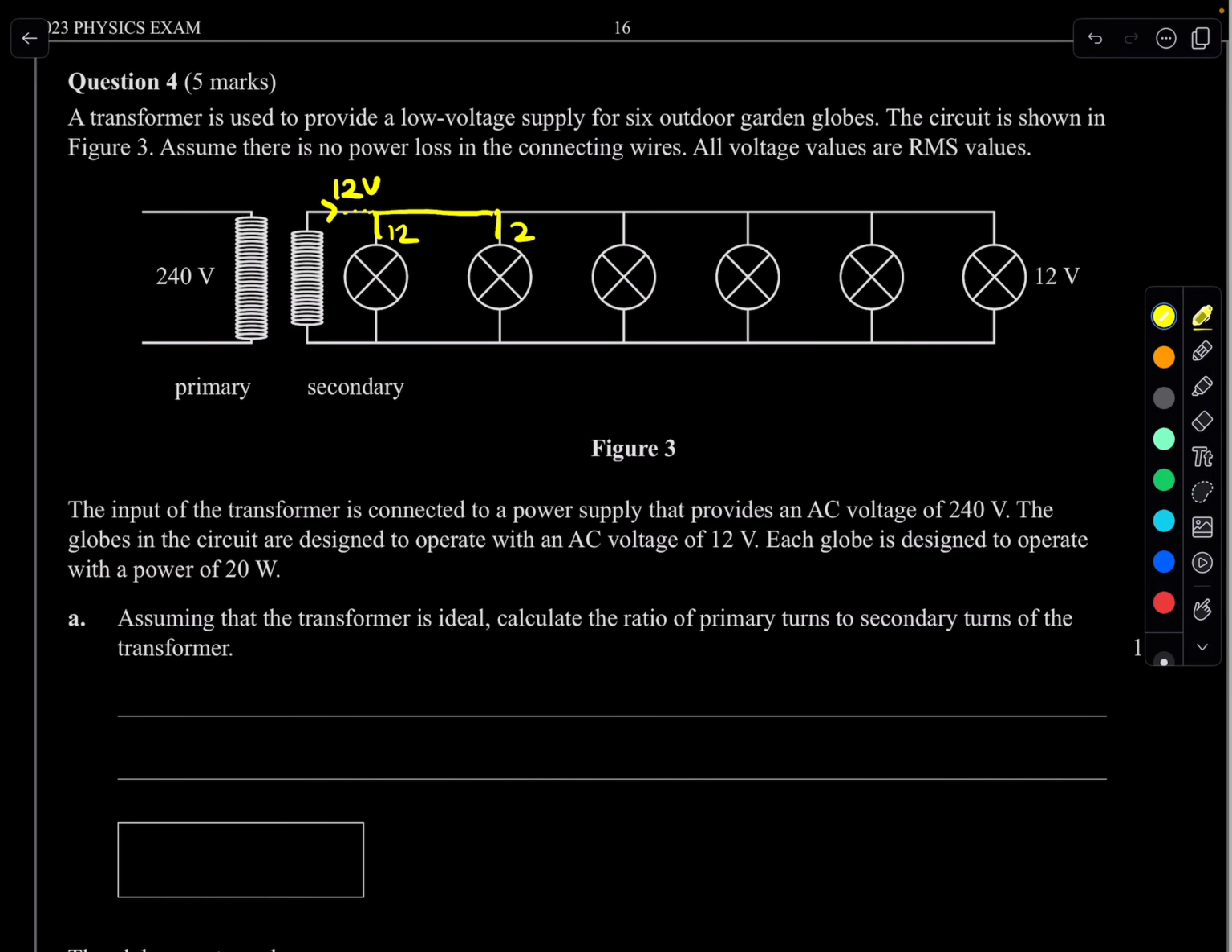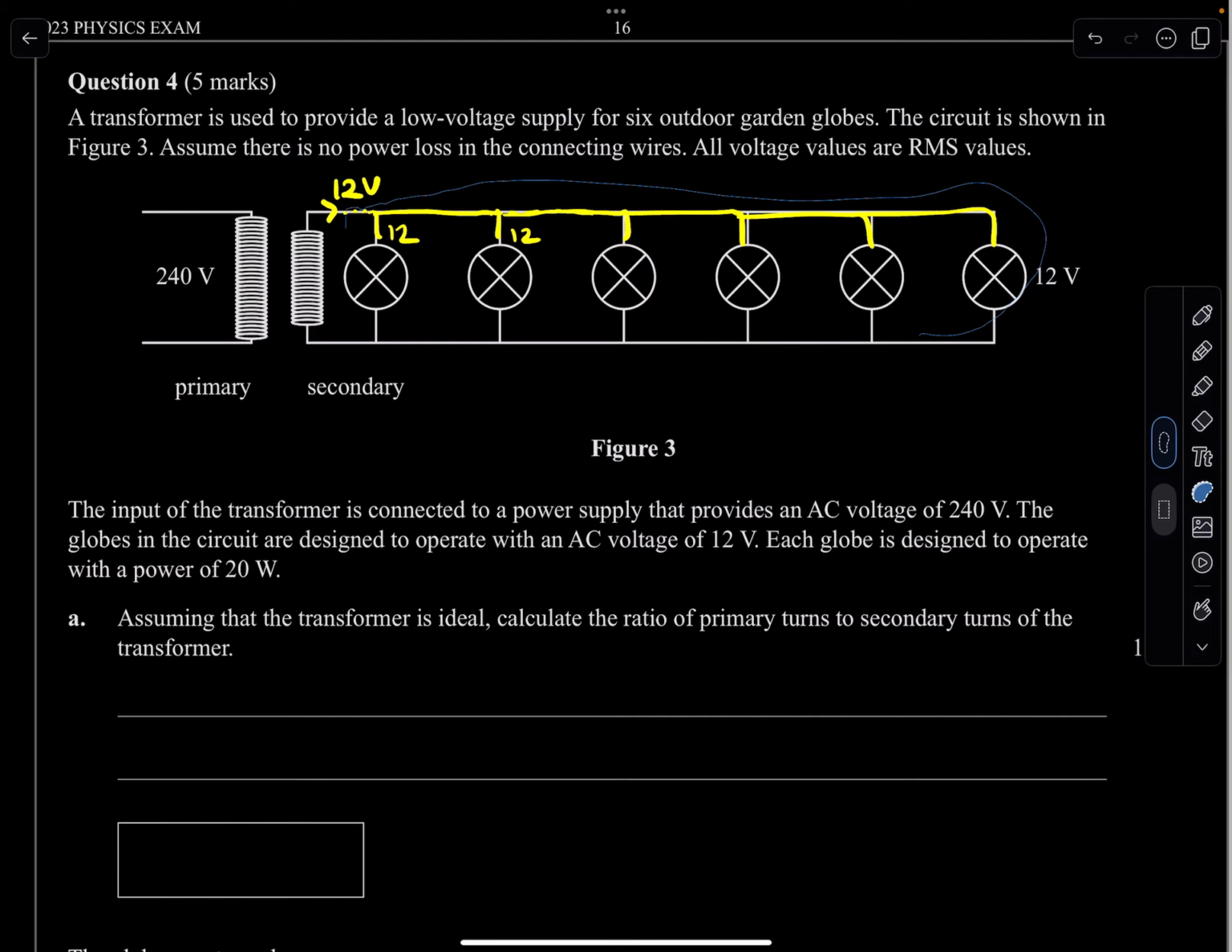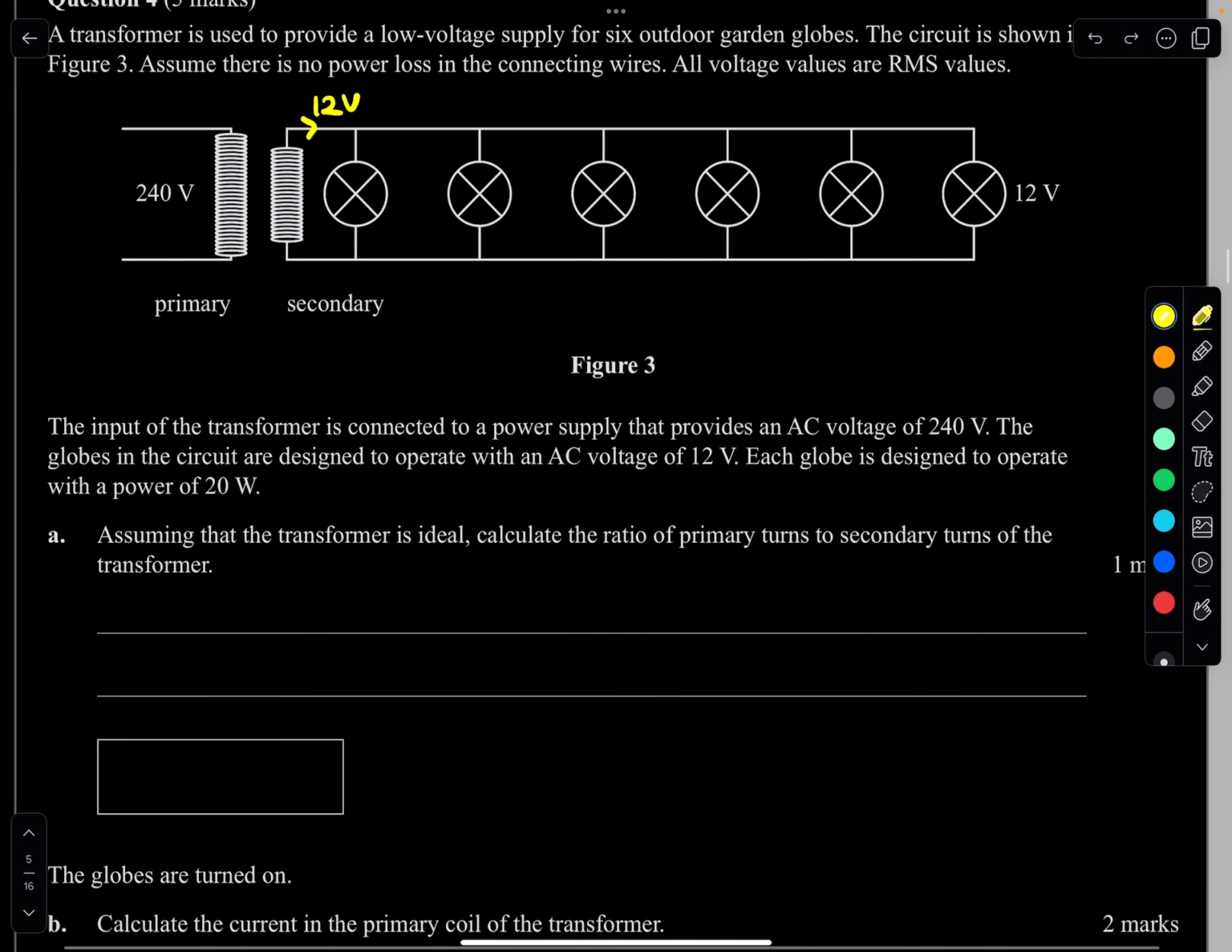This has 12 volts so it doesn't halve or break down for each one of them. Your voltage is equal in a parallel circuit. So this is going to receive 12 volts, 12 volts, 12 volts, 12 volts. And for that to happen, your output voltage has to be 12 volts. So basically we have our input and our output, your primary and your secondary.